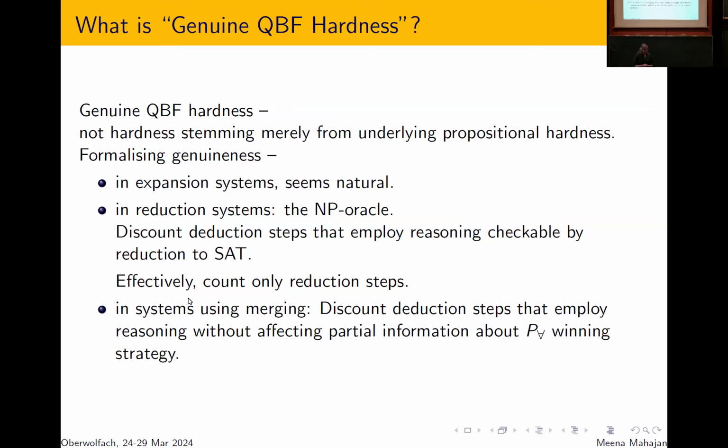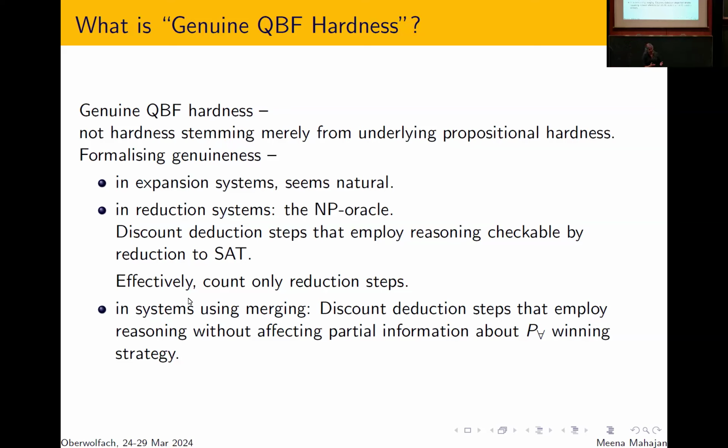So NP oracles could be built in, but how does one build the NP oracle into the system? One way would be to discount any deduction step where the reasoning that has been employed is purely propositional. So for instance, in the system of resolution plus universal reduction, this means you only count the reduction steps. The other steps are resolution. Resolution is propositional. So I don't care how many resolution steps you use, but how many reduction steps do you really need? That's going to be my complexity measure.